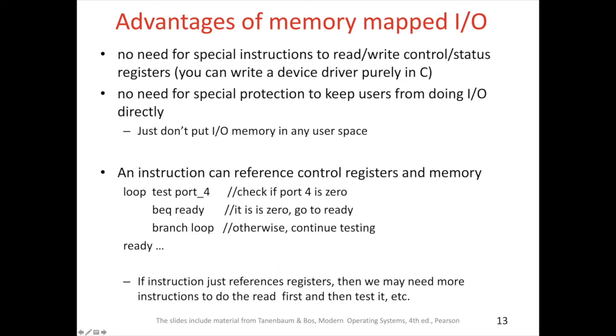For example, consider: loop, test port 4, check if port 4 is 0. Branch equal ready: if it is 0, go to ready, this line. This is the label. Branch loop: the label loop is here. Otherwise, continue testing. Here we have a loop. In that loop, port 4 is tested in order to understand if it is 0.